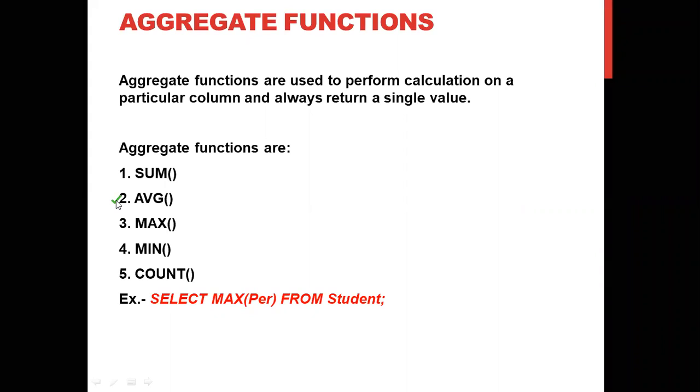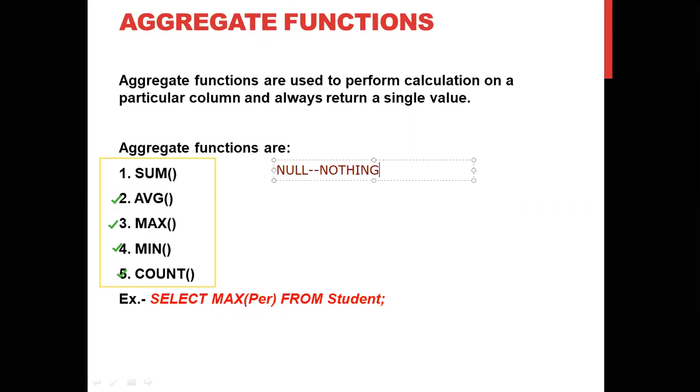For example, if we want to find the average of marks, then we write AVG marks. Max gives the maximum value of the inputs. Min is used to find the minimum value of inputs. And the last one is count. This function is used to count the number of values. The main thing is that these aggregate functions do not entertain null. Null means nothing.